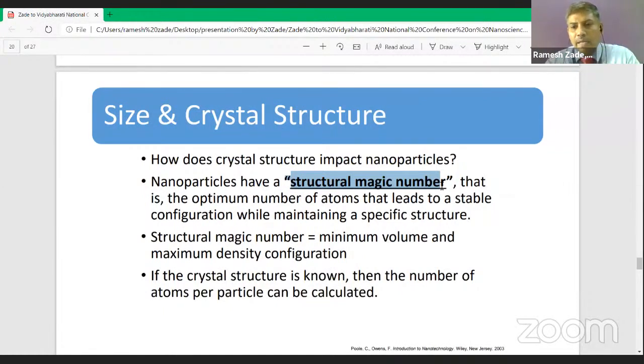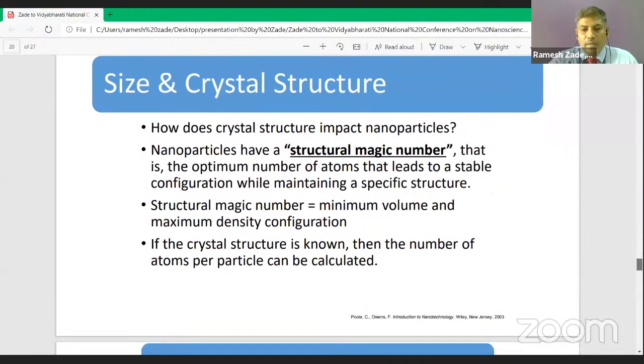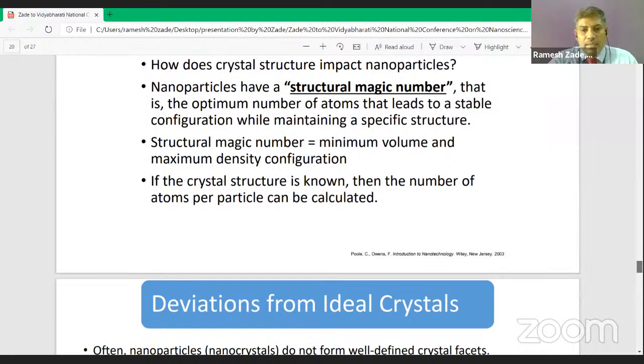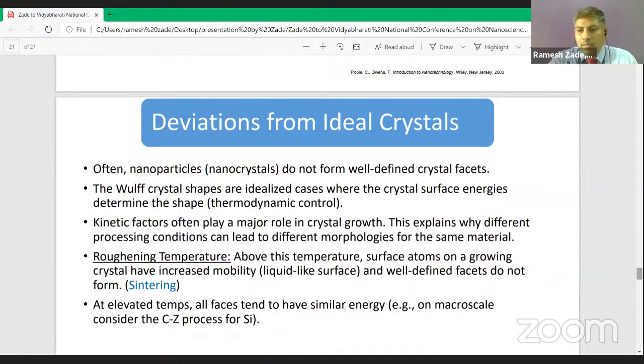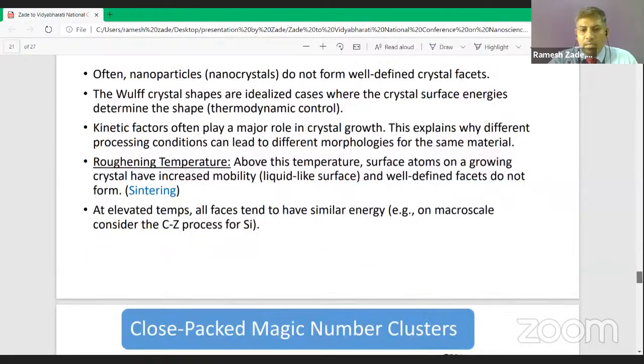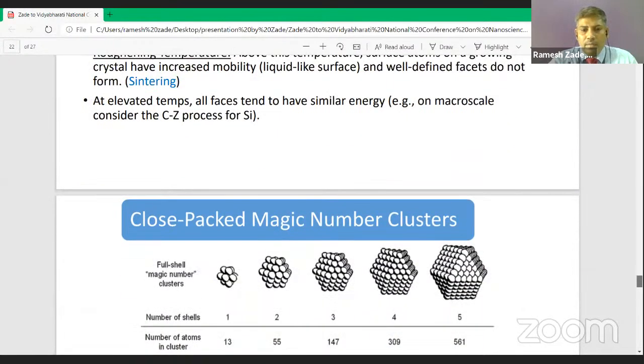So scientists are working on how many minimum atoms or how many minimum molecules should come together to get a nanoparticle, or to get a change in the behavioral properties. So they are calling it the structural magic number. So how many minimum atoms or molecules should come together to give properties which are really different from the atom as well as the bulk material. And these are deviations from ideal crystals. Actually, nanoparticles are close to ideal crystals.